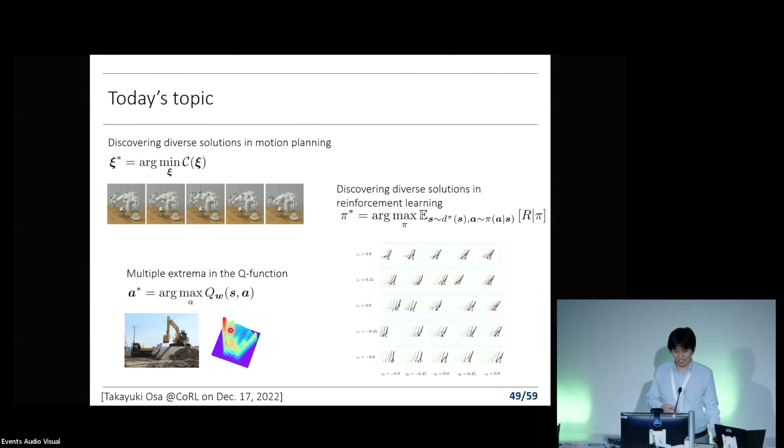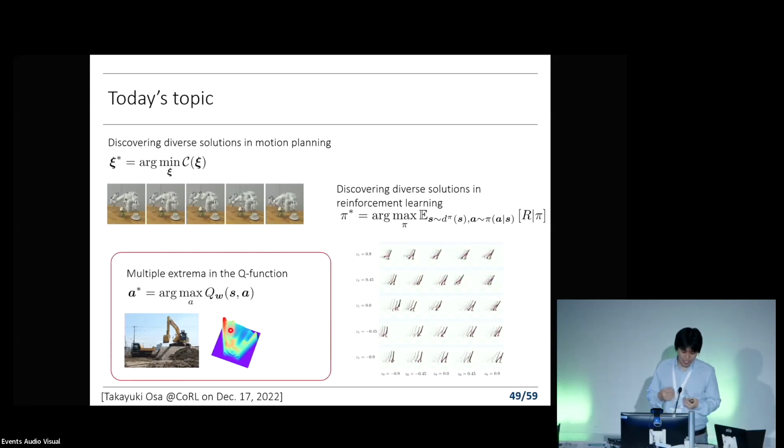Okay, then in the last 5 minutes, I'd like to share our experience where we faced multiple extrema in the Q functions. So far I talked about discovering diverse solutions as a way to exploit multiple extrema in the objective function. However, I would like to mention that we have to be aware of multiple extrema even if we are not interested in discovering diverse solutions.